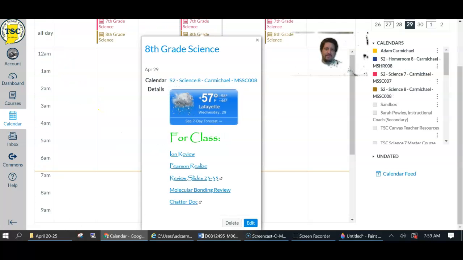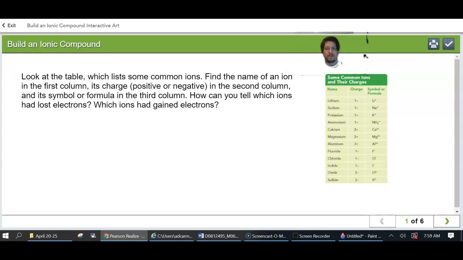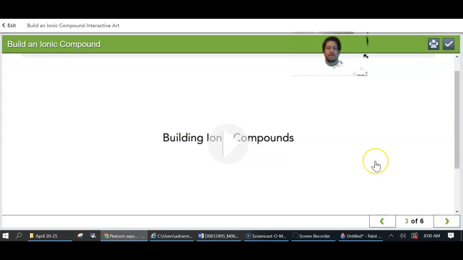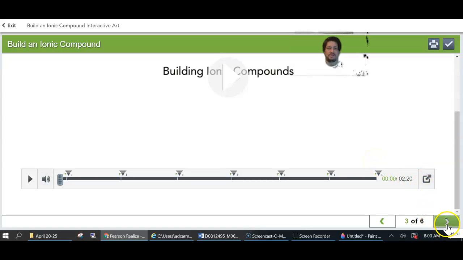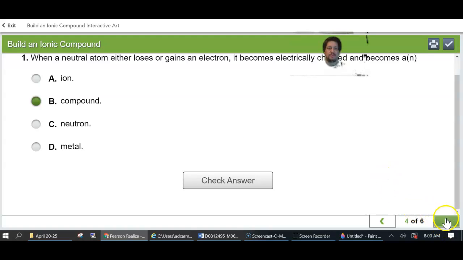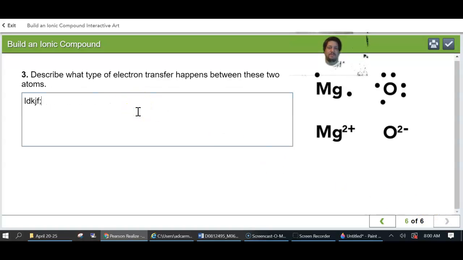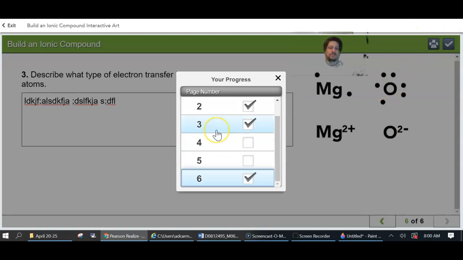Next, we have the Pearson Realize activity. You're going to go to this, and like last time, we're going to take a screenshot of the final product. Some reading showing you some common ions and their charges. A little fill in the blank thing here. A short video to watch discussing ionic compounds. Some multiple choice questions. You're going to check your answer. At the end, you're going to type in something here. Check. Screenshot this. Submit this. Done.